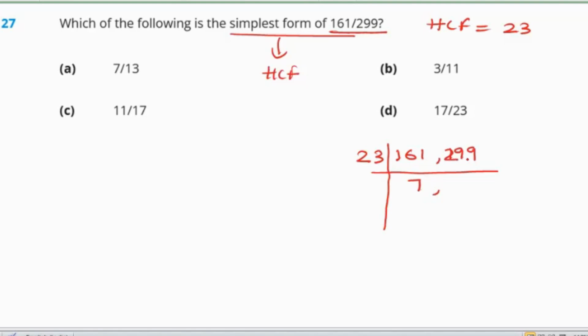When we divide 299 by 23, we get 13. The question is asking about the highest, so the highest is 23 only. The highest number we have is 23 only. So the HCF of these two numbers is going to be 23. We need to divide both 161 and 299 by 23. If we divide these numbers by 23, we get 7 by 13. So that's option A. 7 by 13 will be our correct answer.